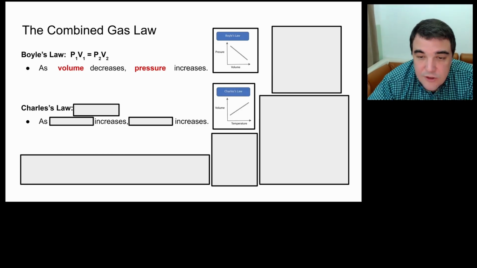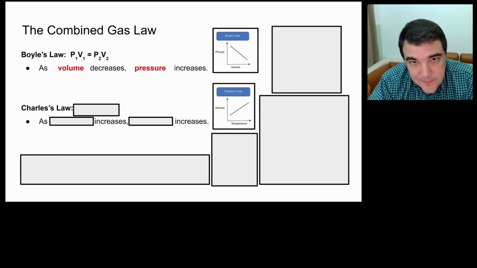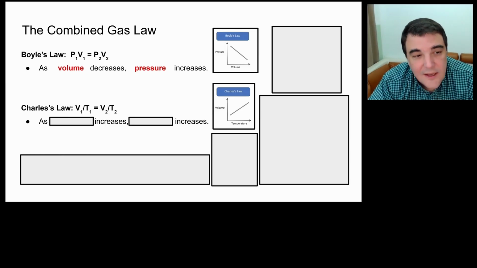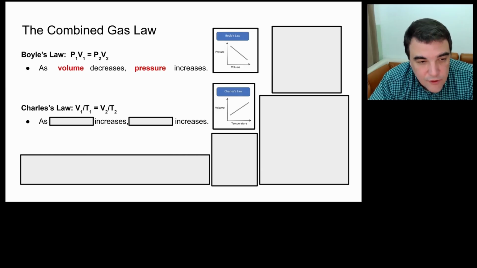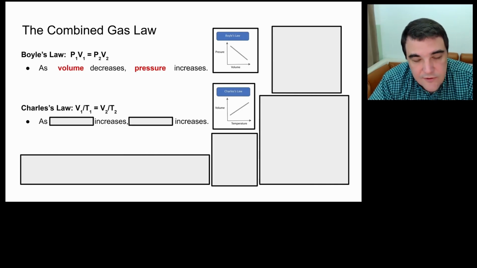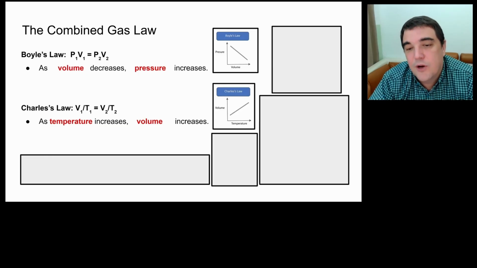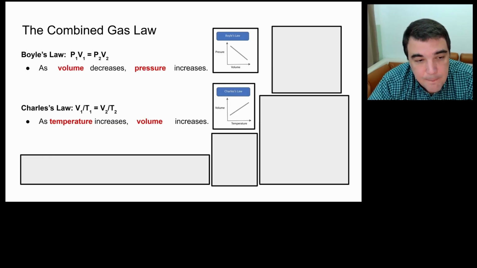All right, let's do the same with Charles's law. Let's see if you can remember what the formula is. 3, 2, 1. Okay, so initial volume over initial temperature is equal to final volume over final temperature. And let's see if you can fill in the blanks there. 3, 2, 1. As temperature increases, volume increases. You can see there in the graph, temperature going up and volume going up at the same time.